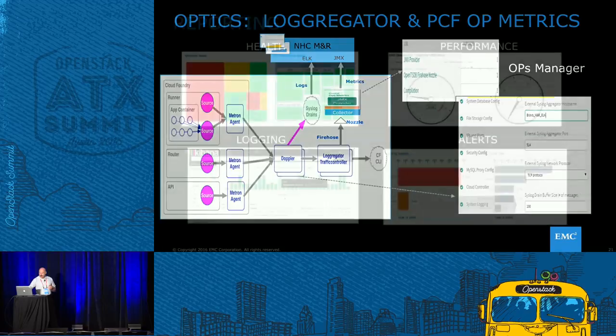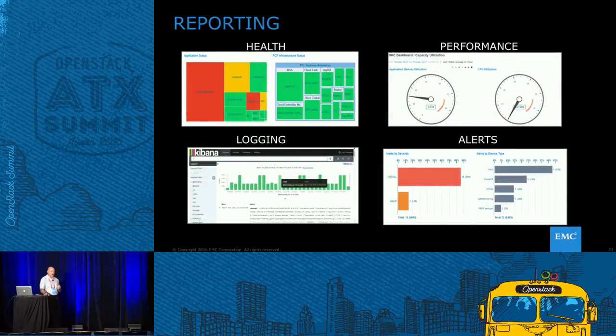In addition to the logging itself, we provide a set of dashboards that at a glance display the performance of native hybrid cloud, the Pivotal Cloud Foundry components, as well as alerts that exist in the system. Each of these dashboards is available for drill down for more detailed information for administration, support, and troubleshooting purposes.